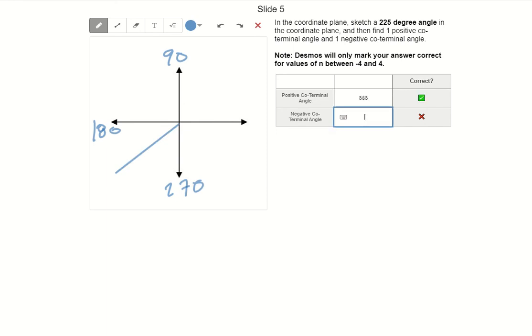And then a negative coterminal angle, well, that would just be like going from here backwards the way we came and subtracting 360. So you're still making a full circle back to where you started, but you're doing it with subtraction instead of adding. So you could subtract 360, you could subtract 720, etc. So 225 minus 360 is negative 135.